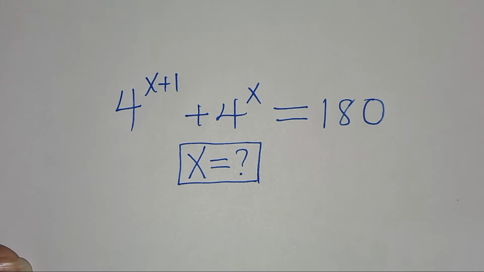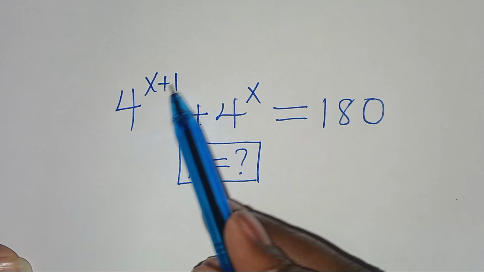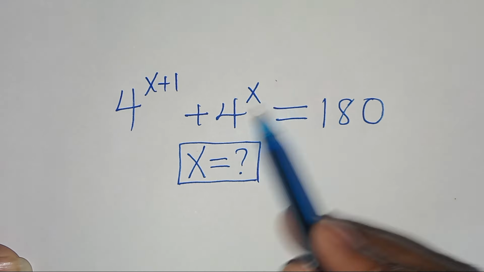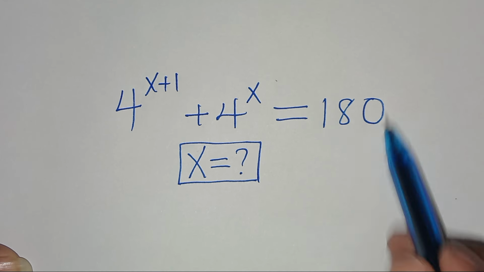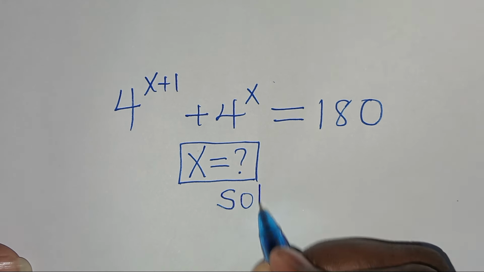Everyone, you're welcome to solve this nice exponential equation, which is 4 to the power of x plus 1 plus 4 to the power of x, equal to 180. So what is the value of x? Let's provide a solution from here.